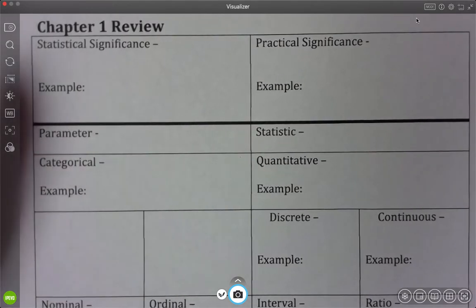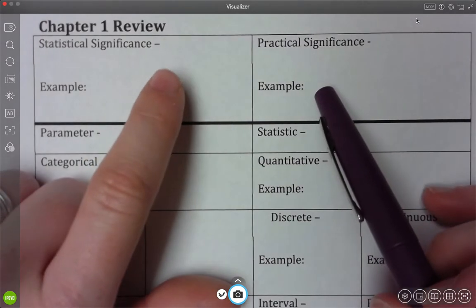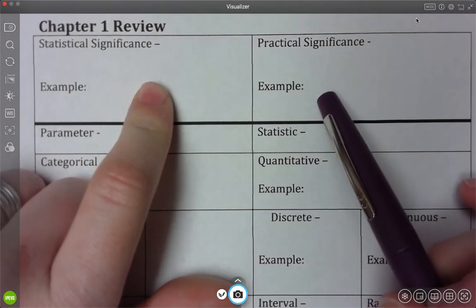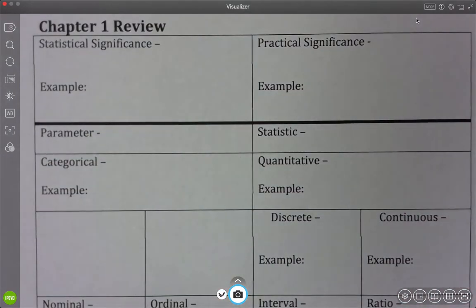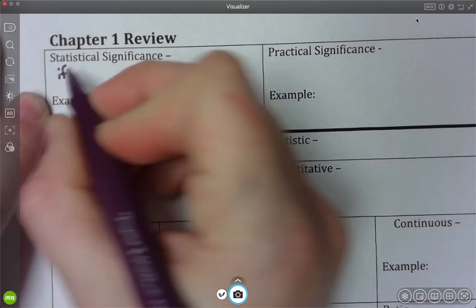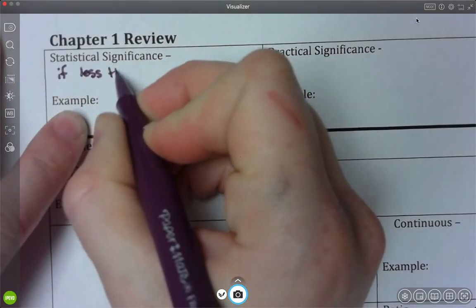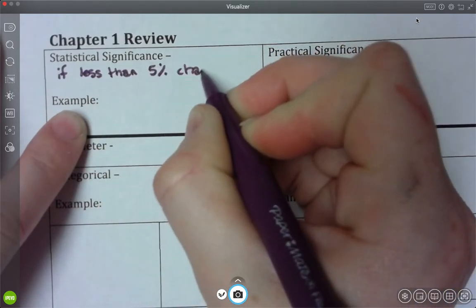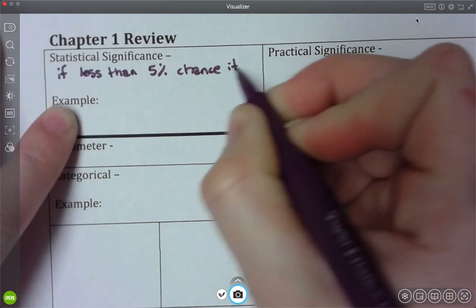But the first thing that we talked about in chapter one was the difference between statistical significance versus practical significance. Okay, so something is statistically significant if there is a less than 5% chance it will happen.